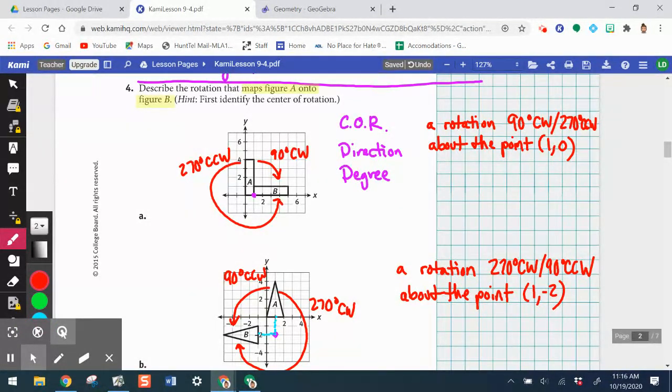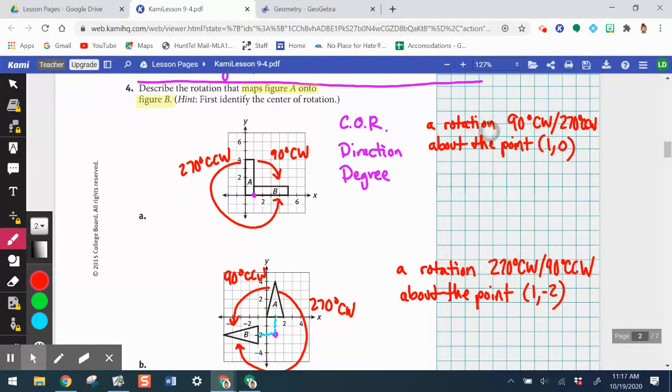I do want to point out one thing. It says, describe the rotation that maps figure A onto figure B. And for a second, just ask yourself, why is it important that they tell us that figure A maps onto figure B and not vice versa? Well, hopefully you're figuring it out that if we started with figure B and then mapped to A, these directions would actually be reversed. If we map from figure B onto A, that would actually be a 90-degree counterclockwise rotation or a 270 clockwise. So it's very important that we pay attention to the wording here that tells us that the figure maps from figure A onto figure B. That really stresses the direction.